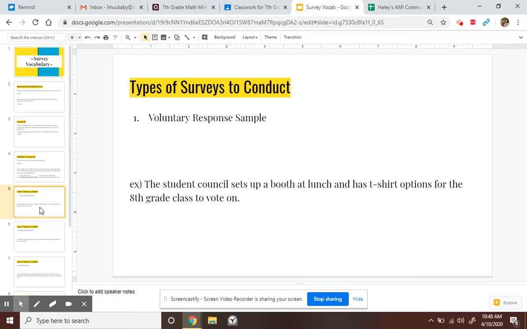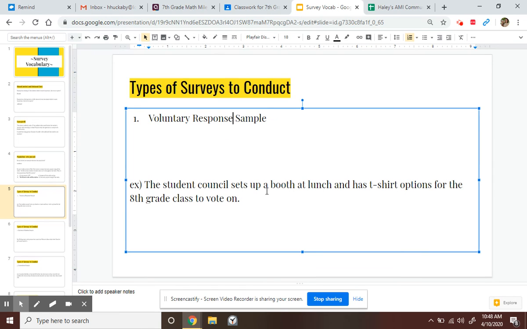Okay, types of surveys to conduct. We have 4 different surveys here that we can conduct. The first one is a voluntary response sample. So this one kind of goes with the last one. They had to volunteer, they had to call in. Here's another example. The student council sets up a booth at lunch and has t-shirt options for the 8th grade class to vote on. It's voluntary because not everyone has to go do it. Just whoever wants to vote can vote.